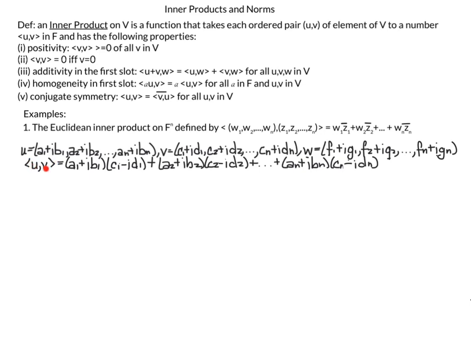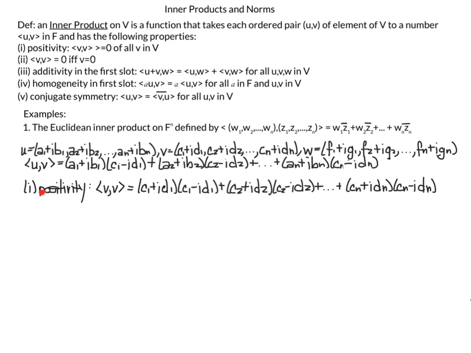Now if I want to take the inner product of u and v, using this definition, I'm going to multiply component by component, but for the second vector, I'm going to use the complex conjugate. So for uv, I'm going to take the first coordinate of u multiplied by the complex conjugate of the first coordinate of v. So that would be c1 minus id1. Then for my second coordinate, I have a2 plus ib2 times c2 minus id2, the complex conjugate, up to an plus ibn times cn minus idn.